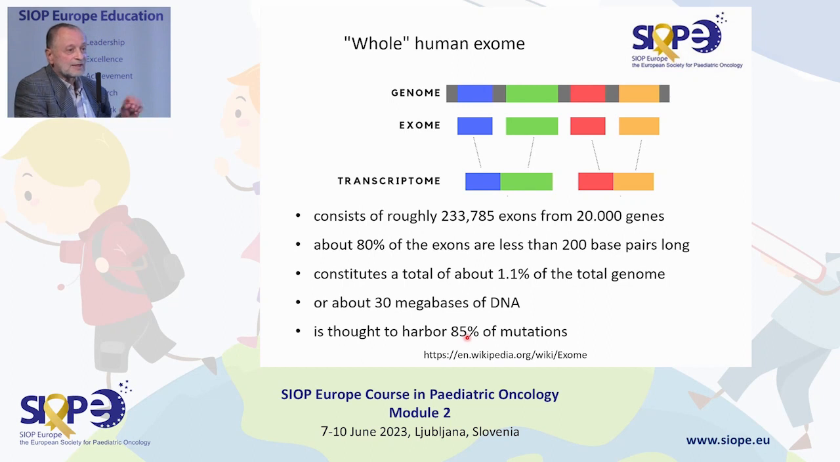But on the other hand, it seems to harbor 85% of mutations. But I think that's a wrong estimate, because if you lose your keys somewhere and you only look under the light, you only find what's under the light. Because you do only exome sequencing, it's a very high percentage, but if you would do whole genome sequencing, it's much less than in the exome.